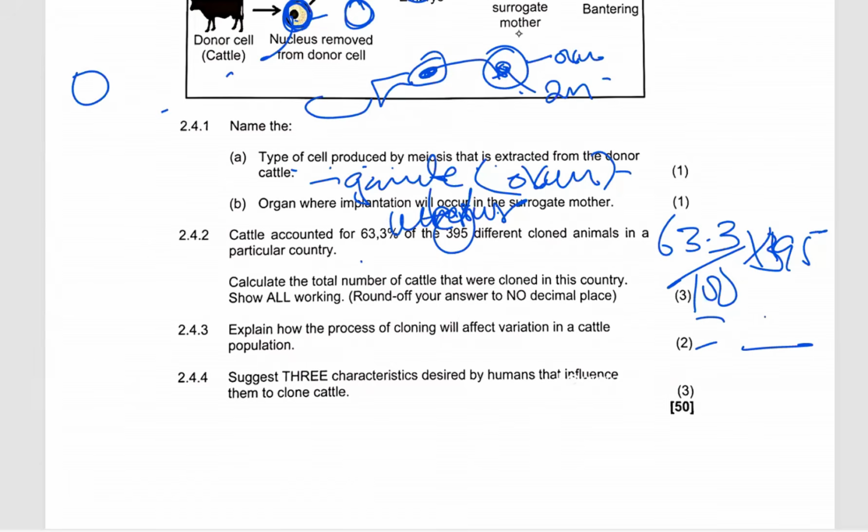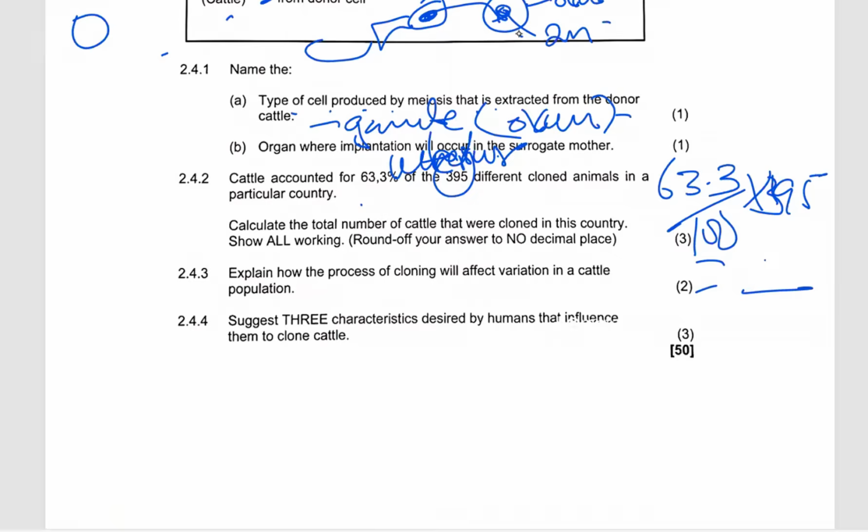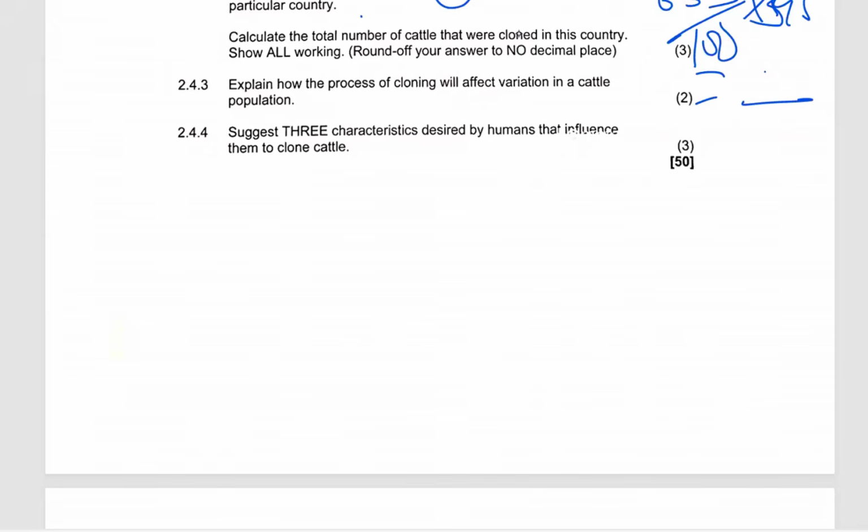Suggest the different characteristics desired by humans that influence the cloning of the cattle. Three characteristics desired, like meat. You can talk about meat. You can talk about resistance to diseases. You can talk about milk. So all those can be reasons to clone these organisms.